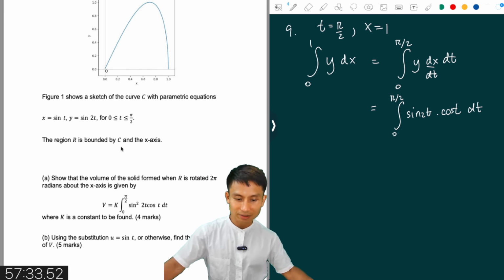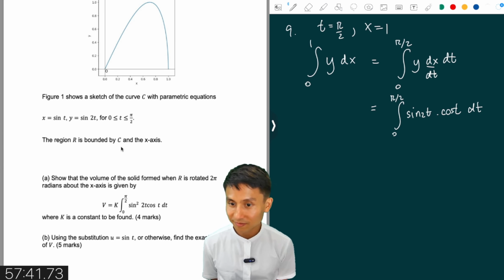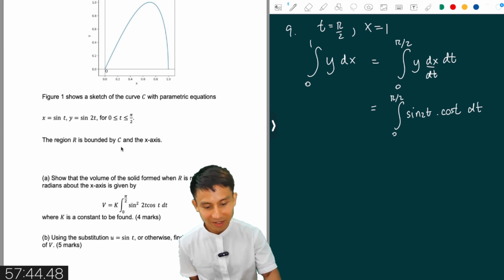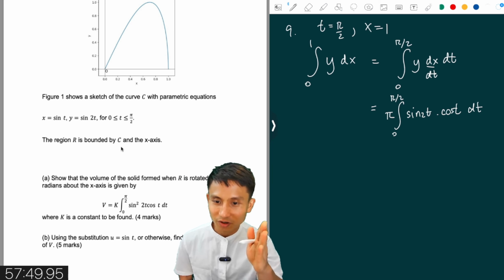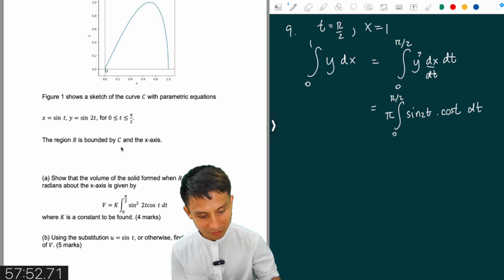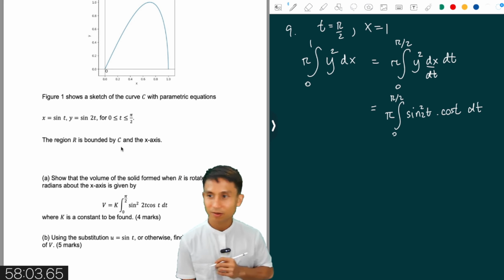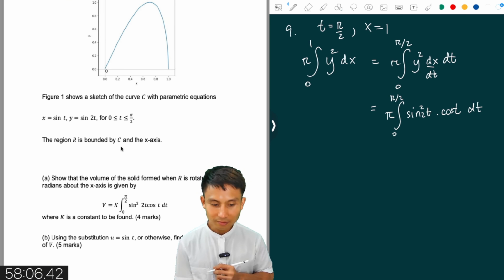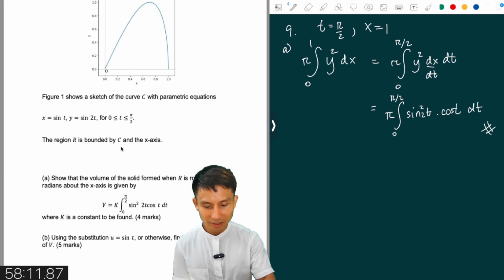Why is there a sine squared there? I disagree with that. Okay, yeah, there's a pi here. Oh, this is the volume of solid formula. Okay, this has to be a y squared. Sorry about that. So this is y squared, so I just put a square here. That's it, right? Yeah, that's everything. Okay, that's done for part A.